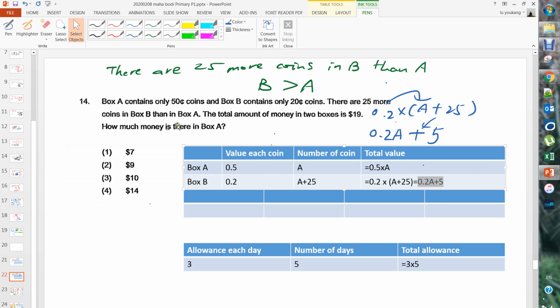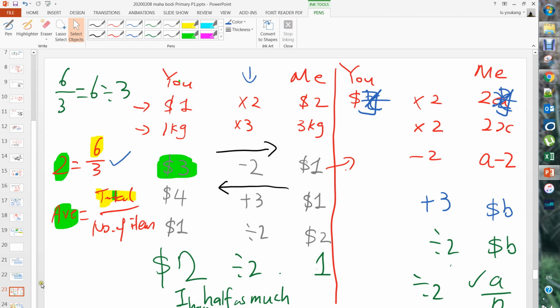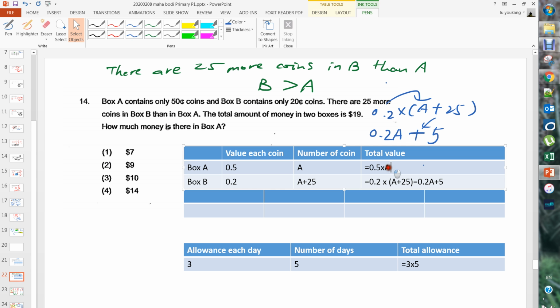Right? You remember this? This one is the operation, divided by 2. Yeah. Very good. So similarly, this one you simplify to what? 0.5 A. Right? So that means now if I ask you, what is the total value of box B? 0.2 A plus 5. Okay. What's the number of coins in box B? Number of coins are A plus 25. Very good. Then what is the total value for box A? 0.5 A.